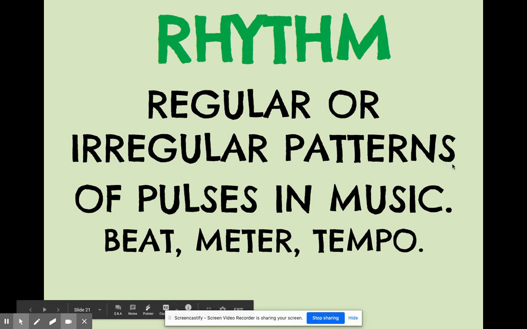Okay, rhythm. Y'all all have rhythm. I have not met you in person, but I know that y'all can drop a beat on the table with your fists. Rhythm is regular or irregular patterns of pulses in music. Rhythm has 3 parts: beat, meter, and tempo. And we'll talk about what those mean here in a second.